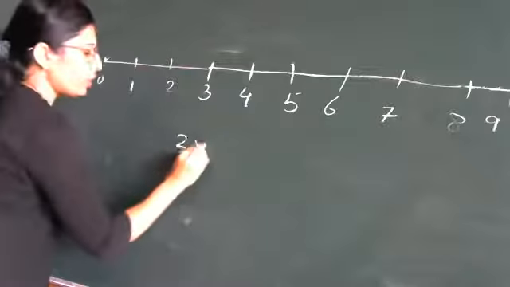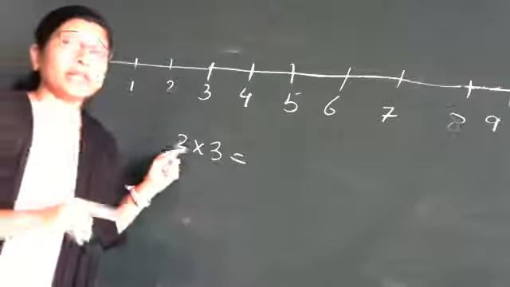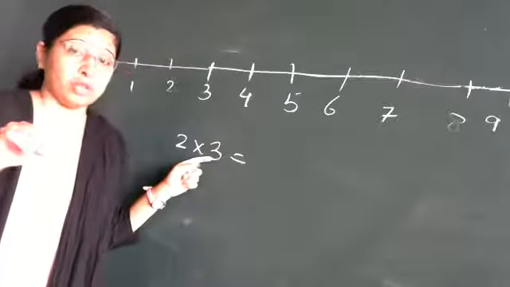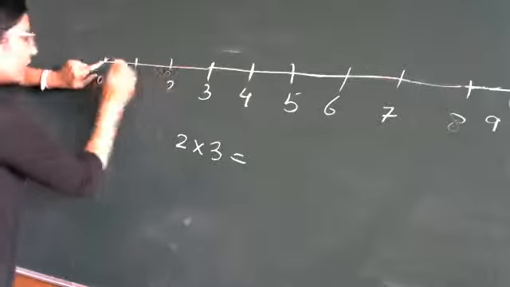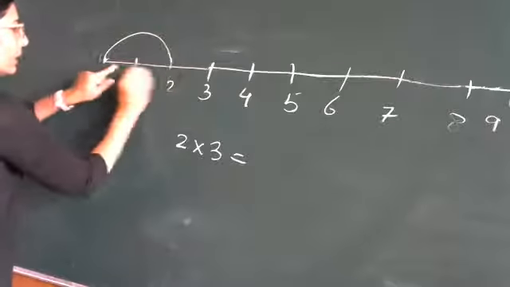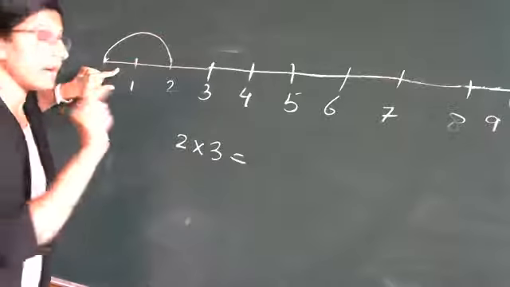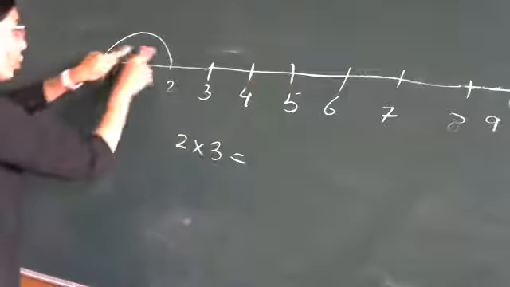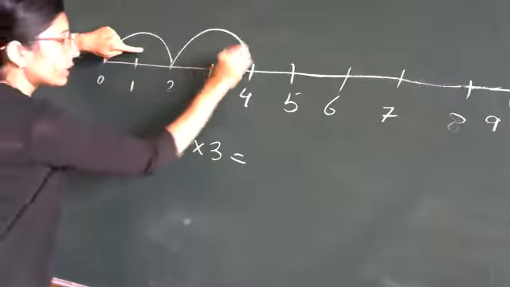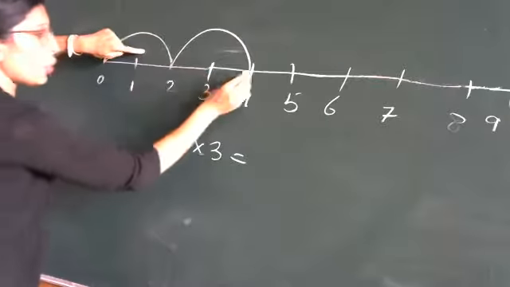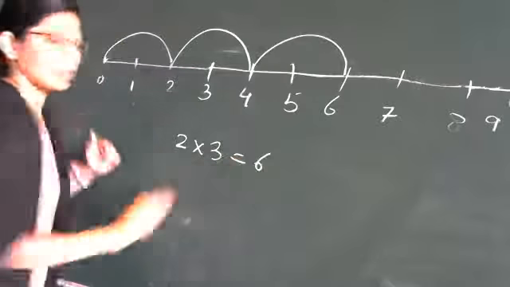Now we'll take a small one, 2 into 3. First, see, 2 is multiplied 3 times. So 2 blocks, these 2 blocks 3 times. When you are adding, it would go to 3, but here 2 blocks you have to take 3 times. 2 blocks once, twice, and 3 times. So it will come to 6.